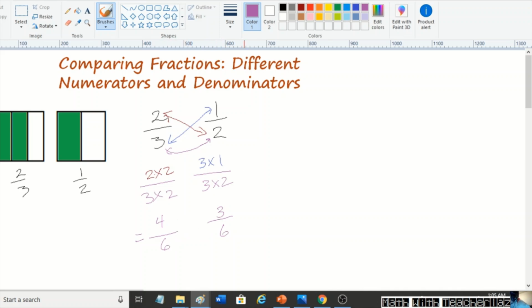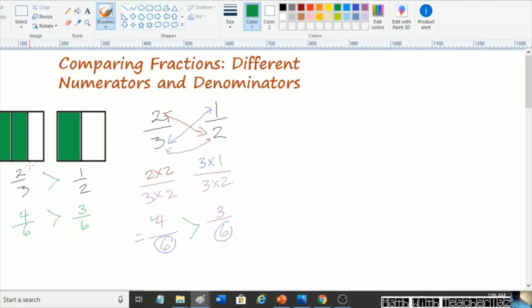So now that we have the same denominator, the fraction with the greatest numerator, that's this one, is the greatest. So what does that mean? That means that 2/3 is greater than 1/2, because 2/3 was the same as 4/6 and 1/2 was the same as 3/6. So that's why this is greater.